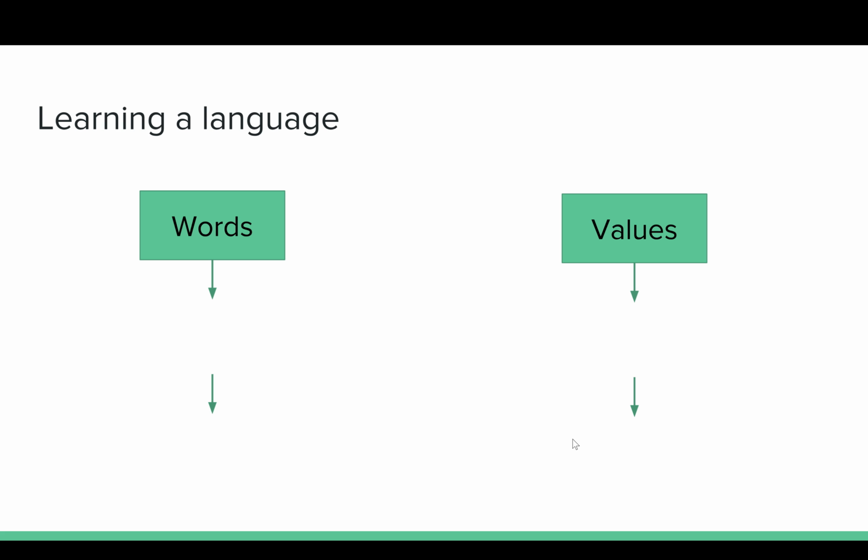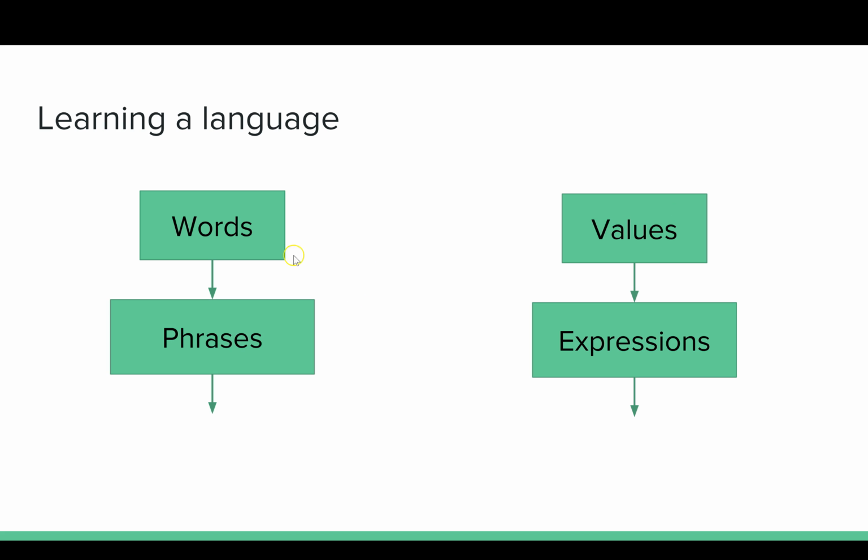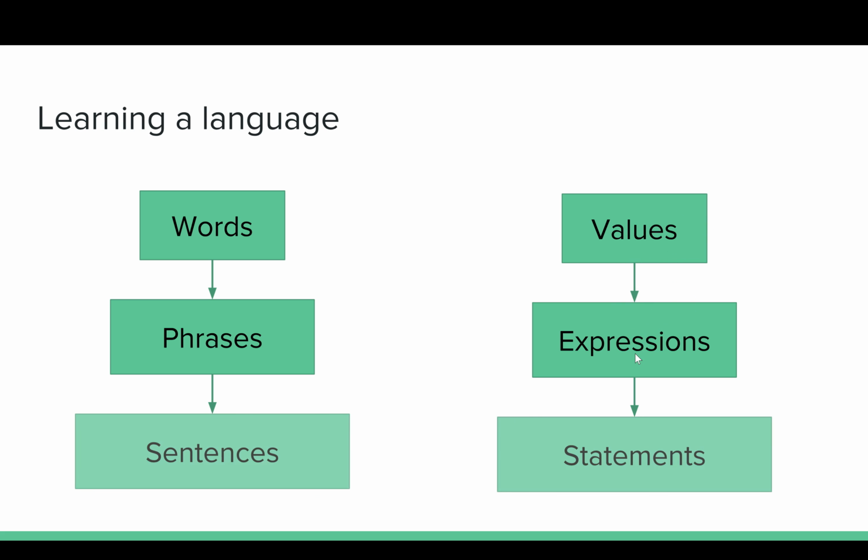Okay, so the first step in learning a language: like any language consists of words, a programming language consists of values. When we have a few words together, we get a phrase. Similarly, combining a few values and operators, we get expressions. Then we can have a complete sentence, and similarly we have a complete statement. Combining a few expressions, we get a statement.